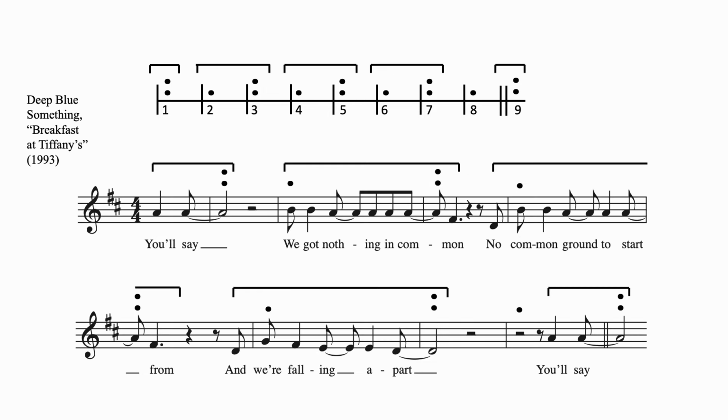A simple solution with a singleton beginning is to repeat the end strong pattern 3 times and then have a break, allowing the repeat of the phrase to start with a singleton once again. Such a break is more satisfactory at the end of a large phrase rather than near the beginning. This is the solution adopted by Deep Blue Something in Breakfast at Tiffany's.